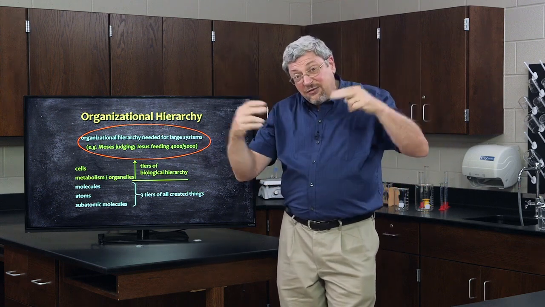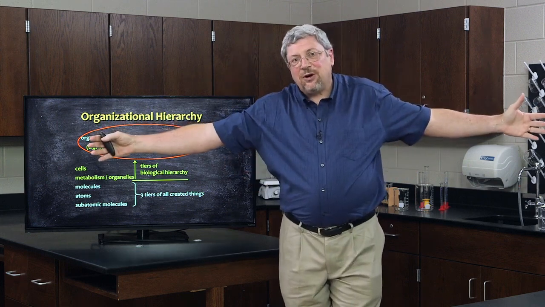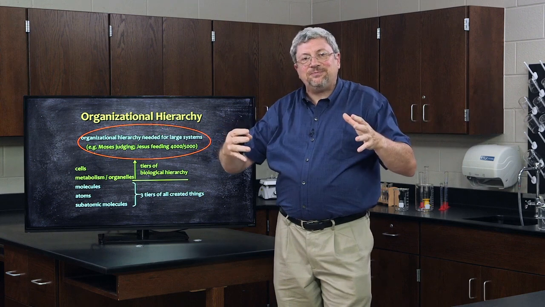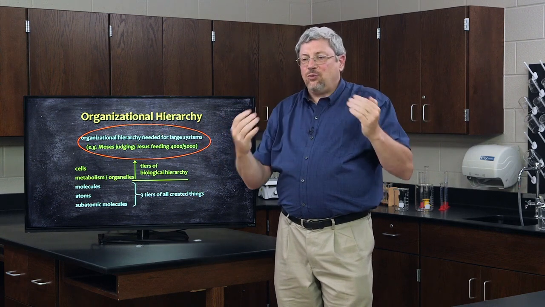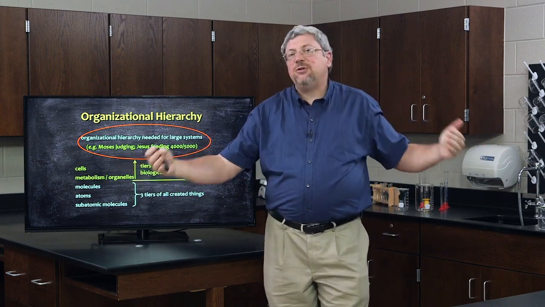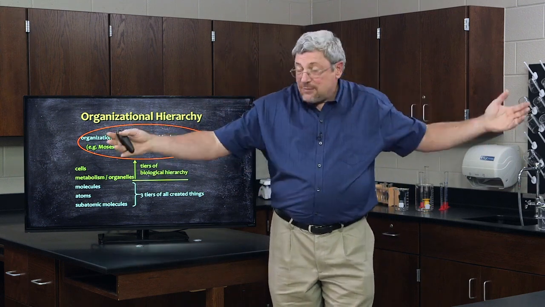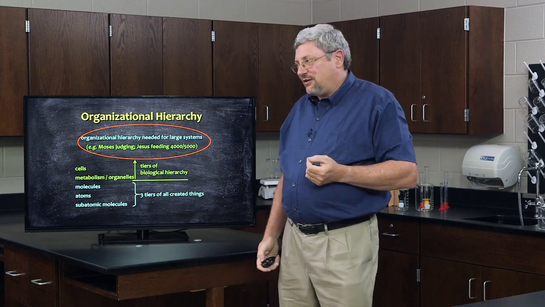And how many levels of hierarchy was actually determined by how many people there were. If there were only a few people, you might only need one tier of hierarchy, one level of hierarchy. If there were more people, you might need 2. If there were many people, millions, you might need 4 or 5 levels of hierarchy.